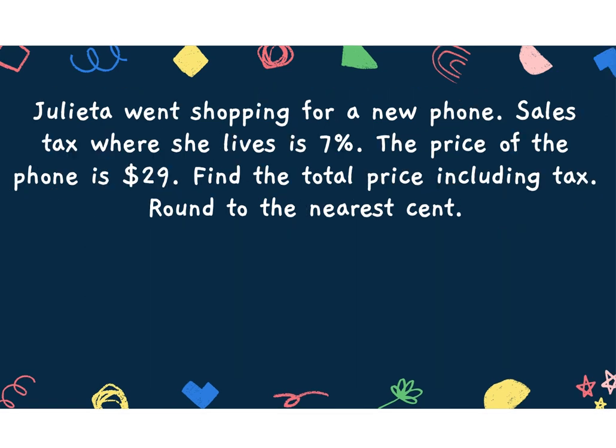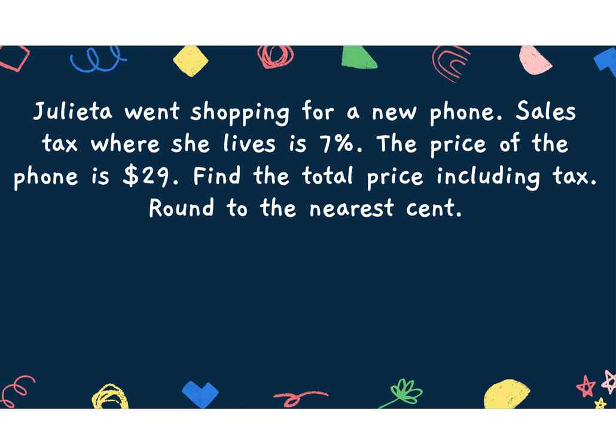On to example number 3. Julietta went shopping for a new phone. Sales tax where she lives is 7%. The price of the phone is $29. Find the total price including tax. Round to the nearest cent.